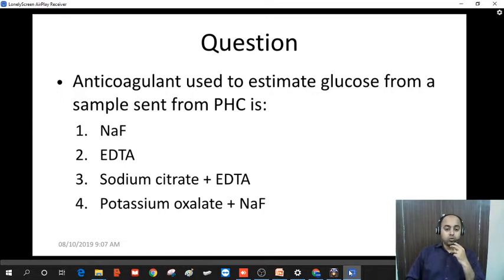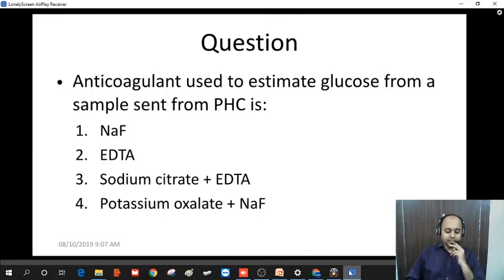Anticoagulant used to estimate glucose from a sample sent from PHC is. Your options are sodium fluoride, EDTA, sodium citrate plus EDTA, and potassium oxalate plus sodium fluoride. So, which of them is the correct answer? See, typically, when a sample is sent from PSC to the lab, it is going to take about 3 to 4 hours minimum to reach the lab. Before that, it cannot reach there. So you have to keep that in mind before you give the answer.